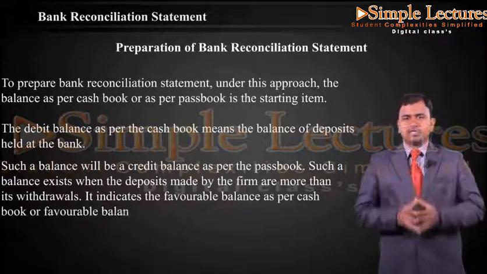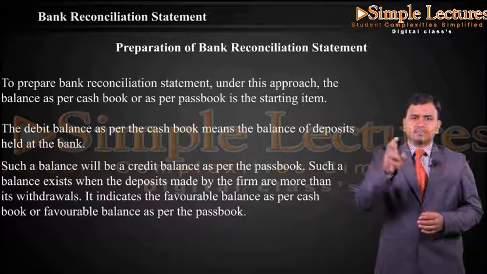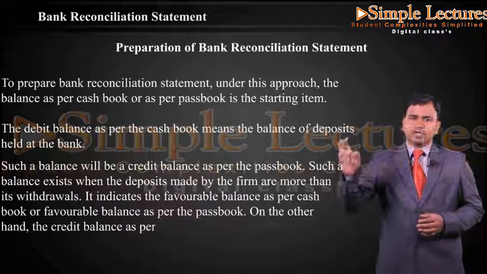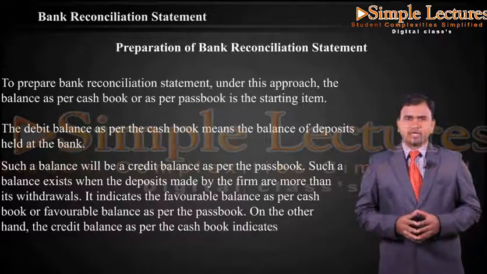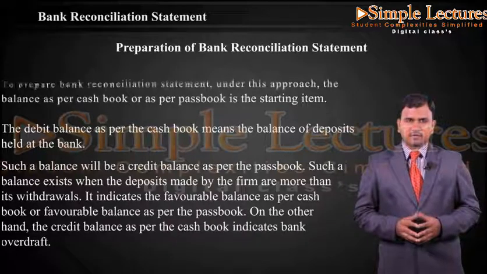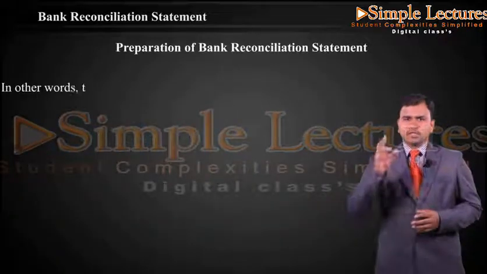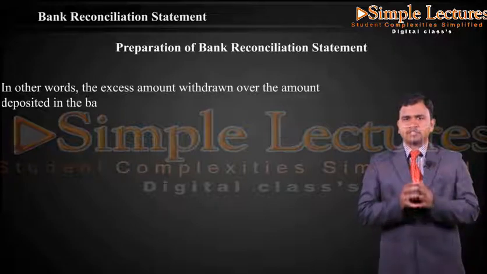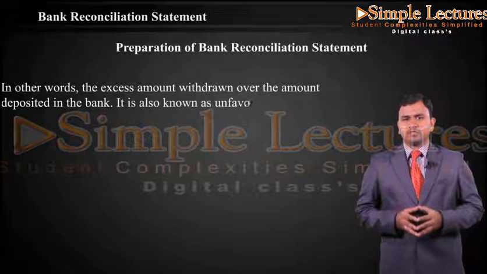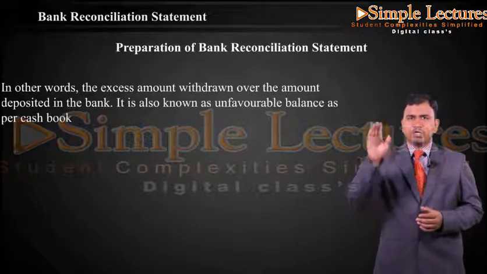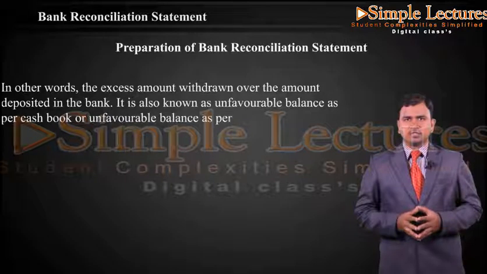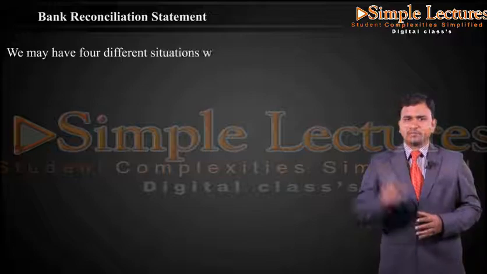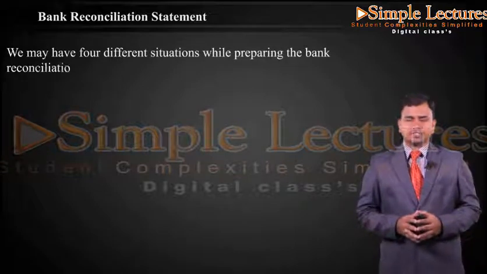On the other hand, the credit balance as per the cash book indicates bank overdraft. In other words, it is the excess amount withdrawn over the amount deposited in the bank. It is also known as unfavorable balance as per the cash book or unfavorable balance as per the passbook. We may have four different situations while preparing the bank reconciliation statements.